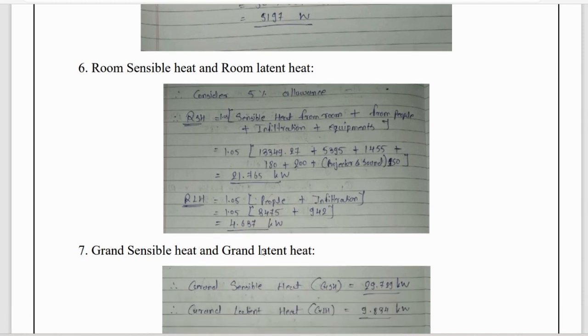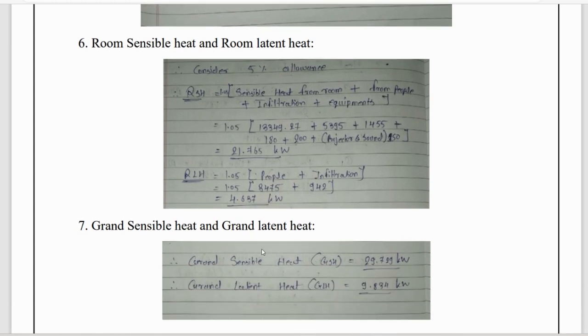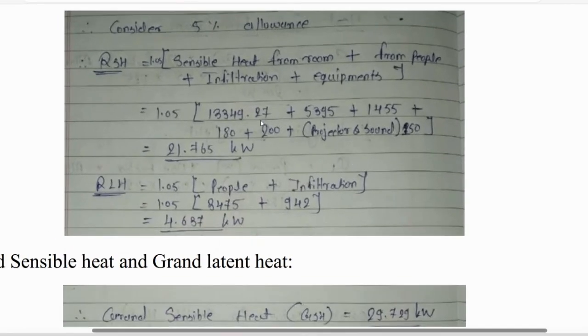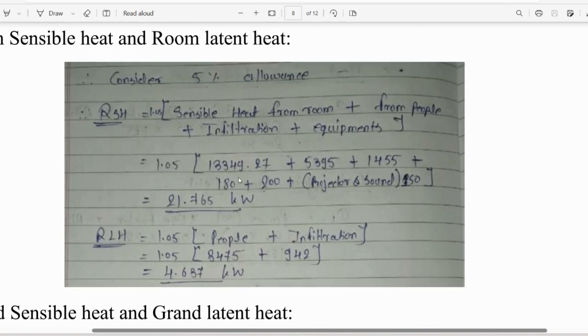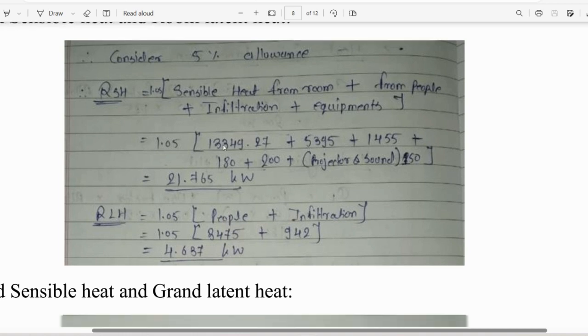Now moving further, room sensible heat and room latent heat. From the chart above, we have calculated the room sensible heat total. Now we have to add room sensible heat from the room, from people, from infiltration and from the equipment. So we get total room sensible heat 21.765 kilowatt and room latent heat as 4.637 kilowatt.